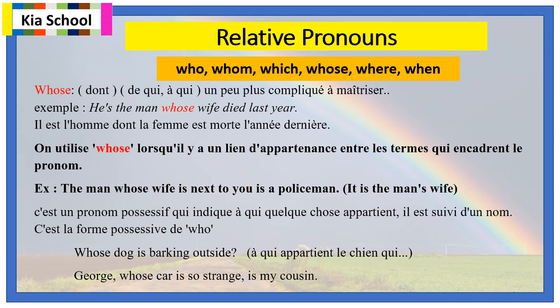Alors, c'est un pronom possessif qui indique à qui quelque chose appartient. Il est suivi d'un nom. C'est la forme possessive de who. Exemple. Whose dog is barking outside? À qui appartient le chien qui aboie dehors? Un autre exemple. George, whose car is so strange, is my cousin.